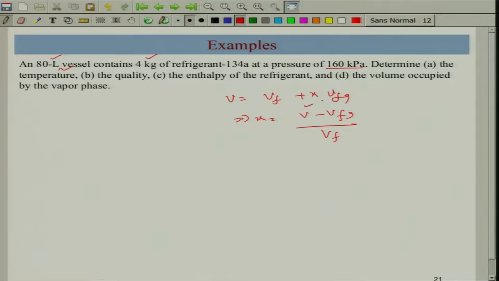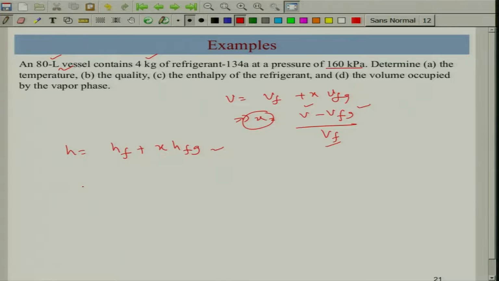So, you know this because you can convert 80 liter into meter cube, and then you can divide by 4 kg. You have this information, this comes from the tables. So, you know the x here. Once you know the x, h is going to be your Hf plus x Hfg. Now, from here you also know this, so you can calculate for this one.